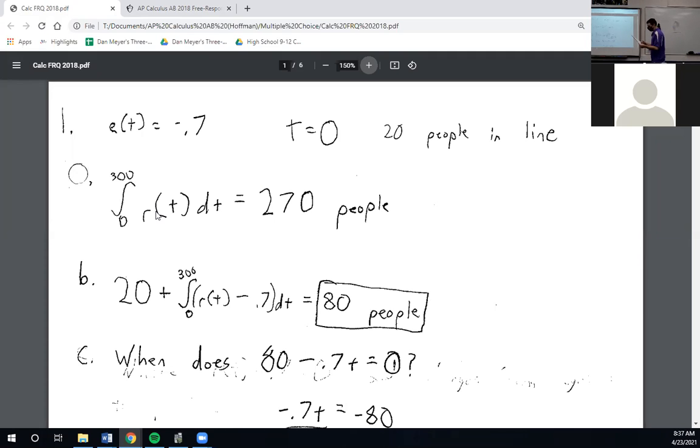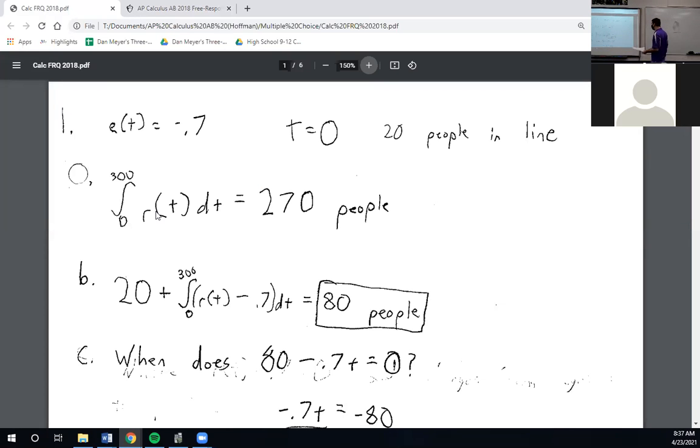Part B says how many people are in line. So don't forget that this is using an integral, because these are the rates that we are entering and exiting the line. So if we want to know how many people are in line, we need to know the integral to do that. And it gave you a clue that you should be talking about the integral and not the original function, because it says there are always people in line. So you don't just want to plug in 300, which is what I saw a lot of people do. You want to actually do the integral.